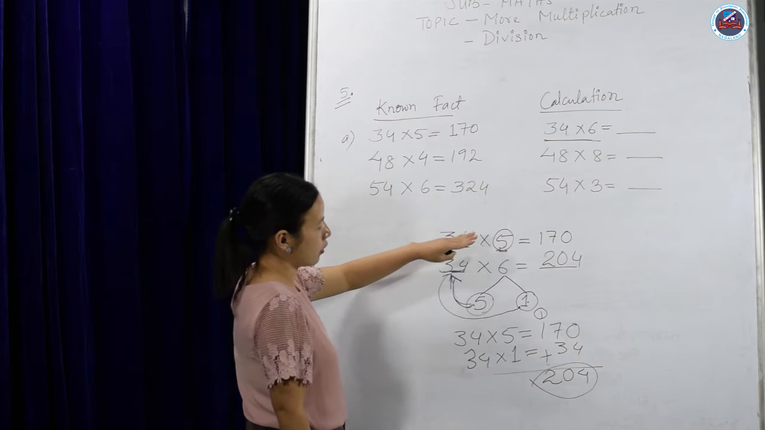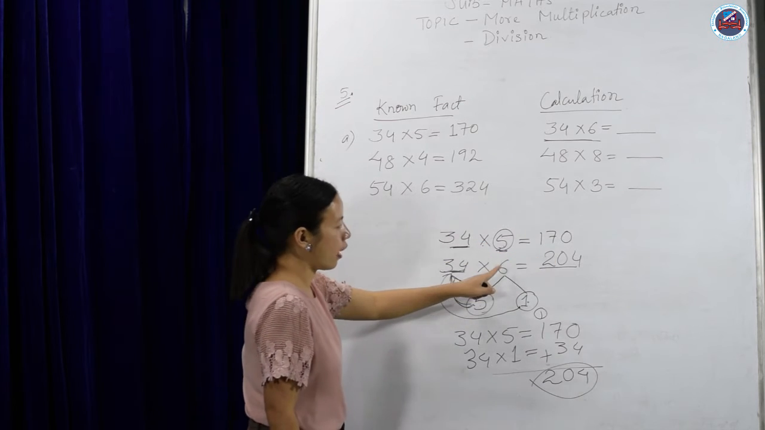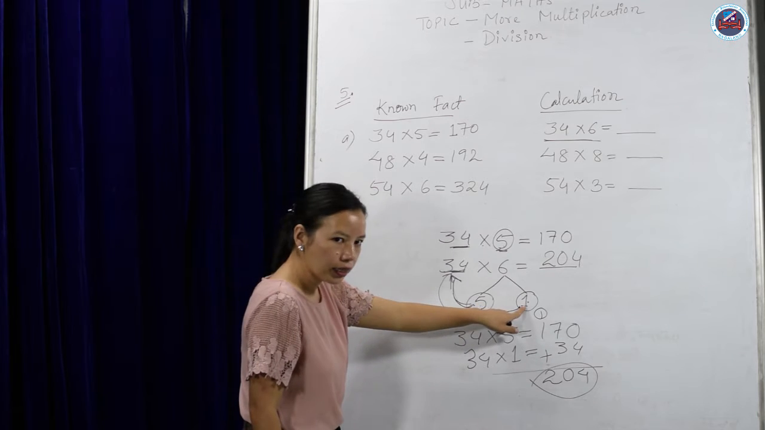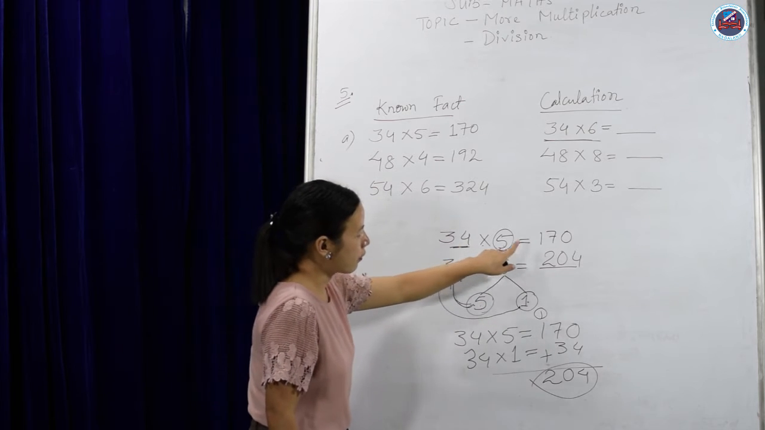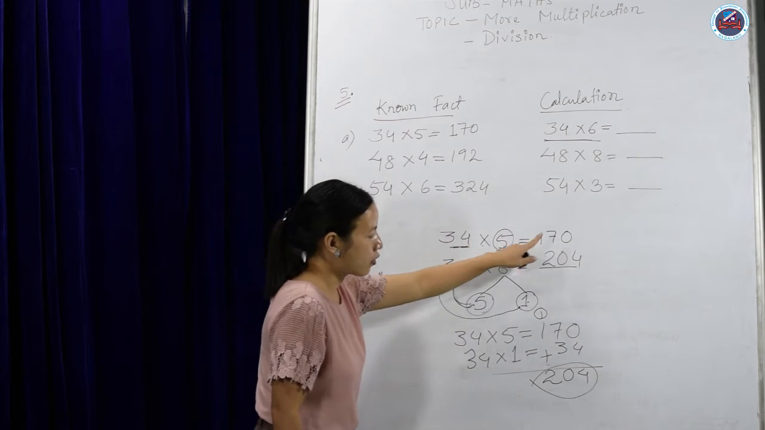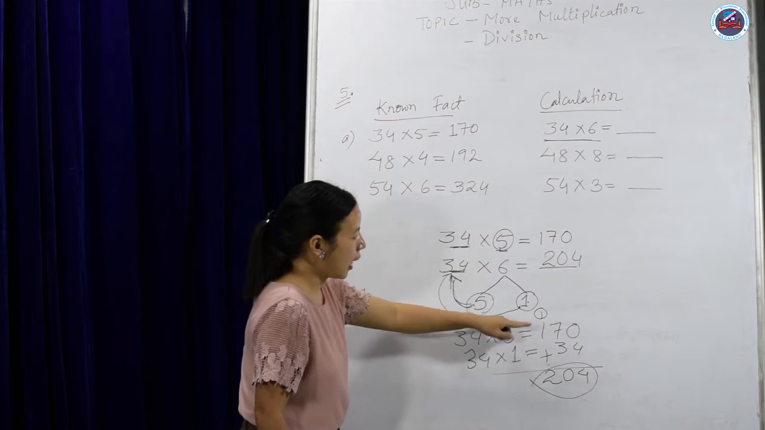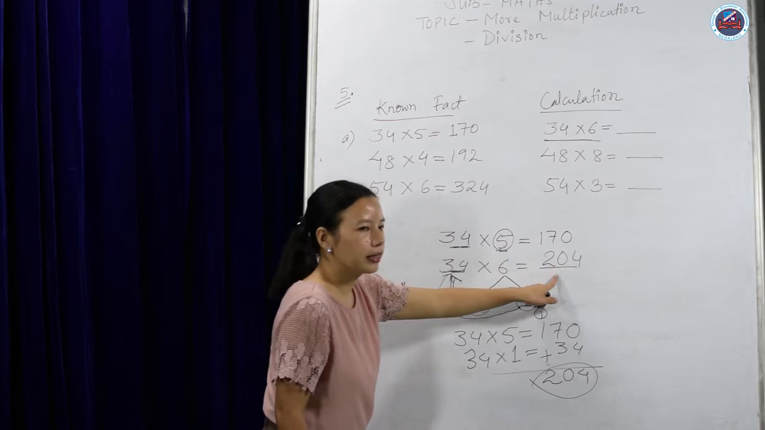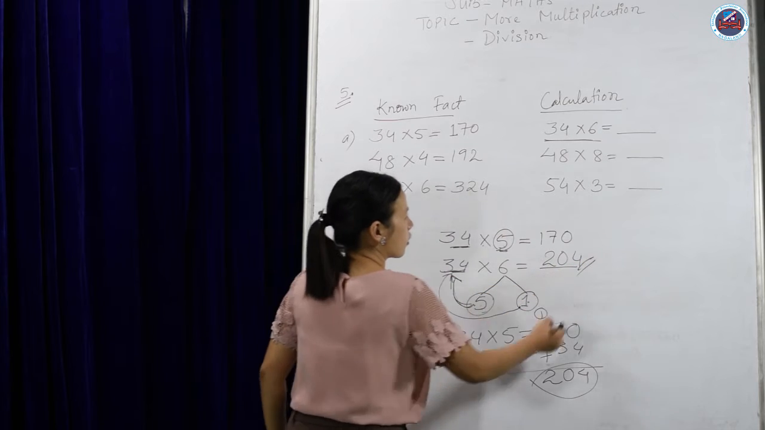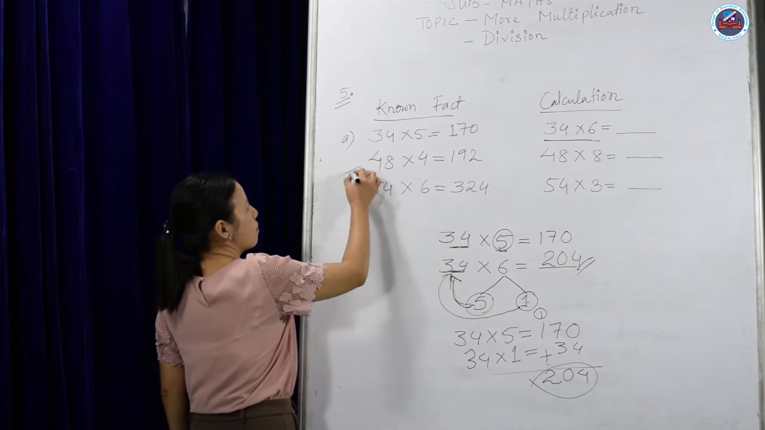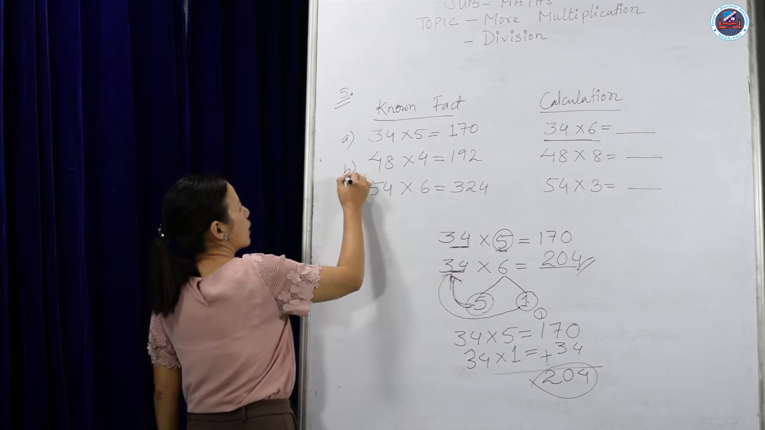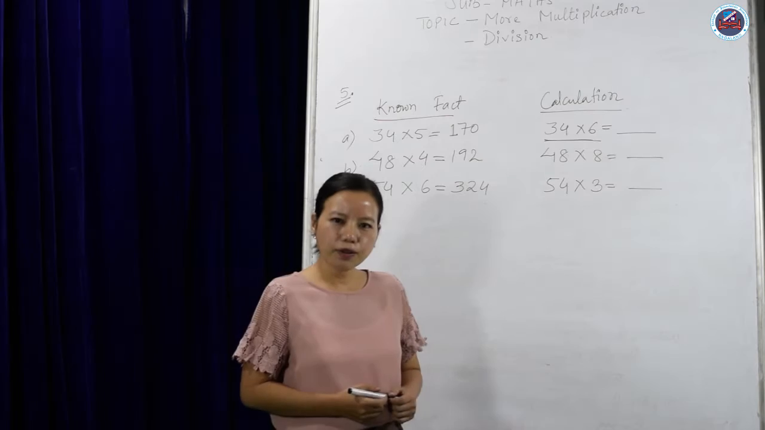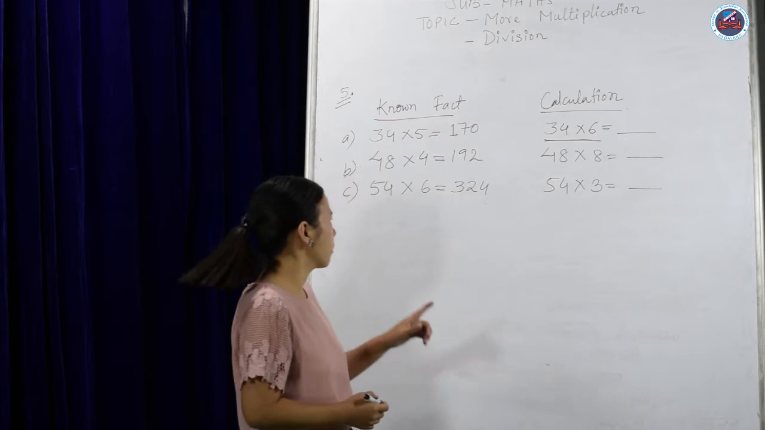So that's how we calculate the answers using this known 5. That is, here it says 34 times 5 is 170. So I break the 6 into two smaller numbers, that is 5 and 1. So I know that 34 times 5 is 170, and then plus 34 times 1 is 34, add, you will get the answer. So that's how we're going to do for this B, that is this second one, and this C question. Alright? Now let's do the second one, that is B.